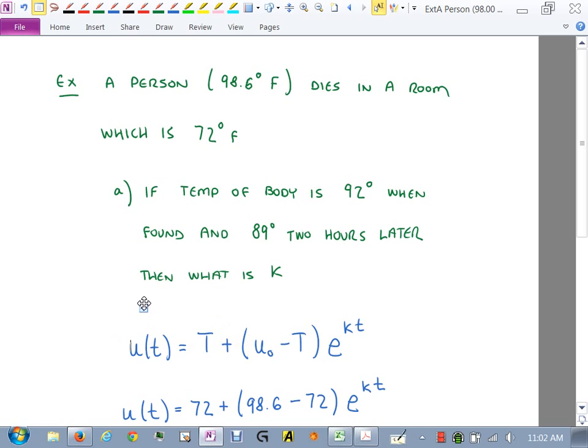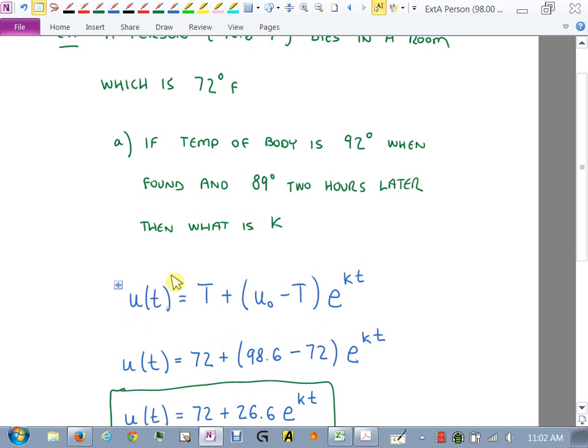Okay, so a person, 98.6 degrees is their normal body temperature, died in a room. The room is being held at a constant temperature of 72 degrees. If the temperature of the body is 92 degrees when the body is found, and 89 degrees 2 hours later, then what is k? k is the constant that we're looking for here.